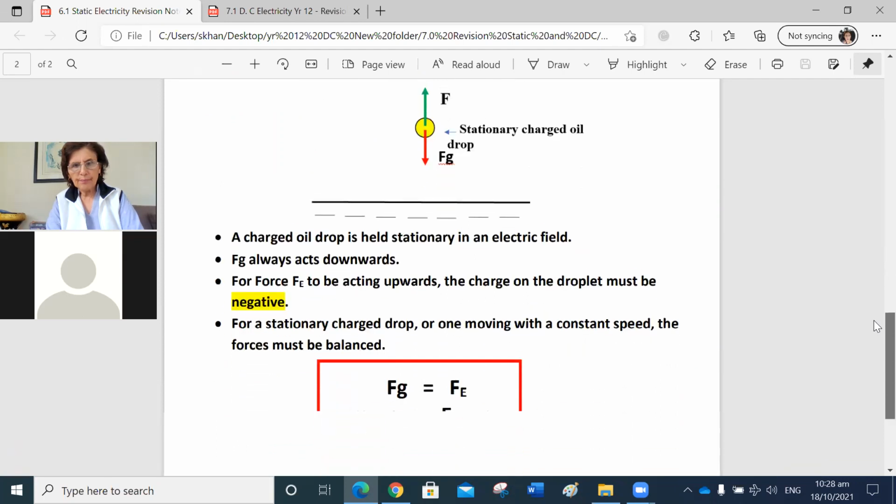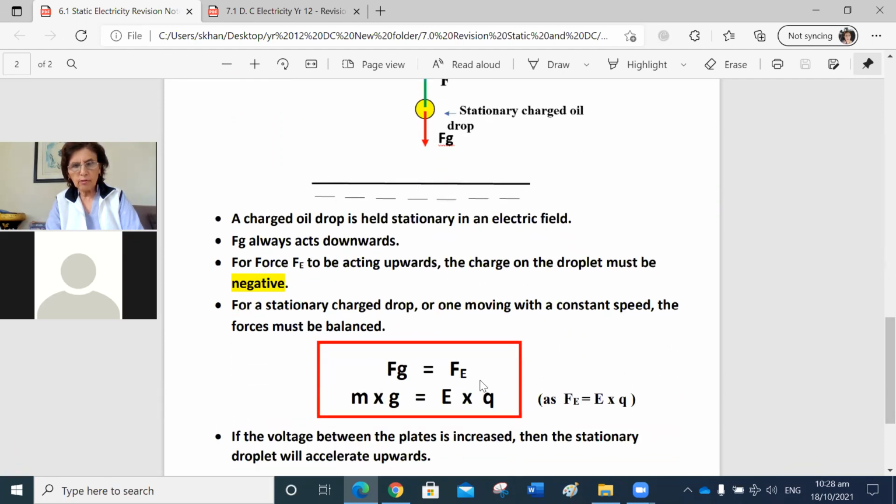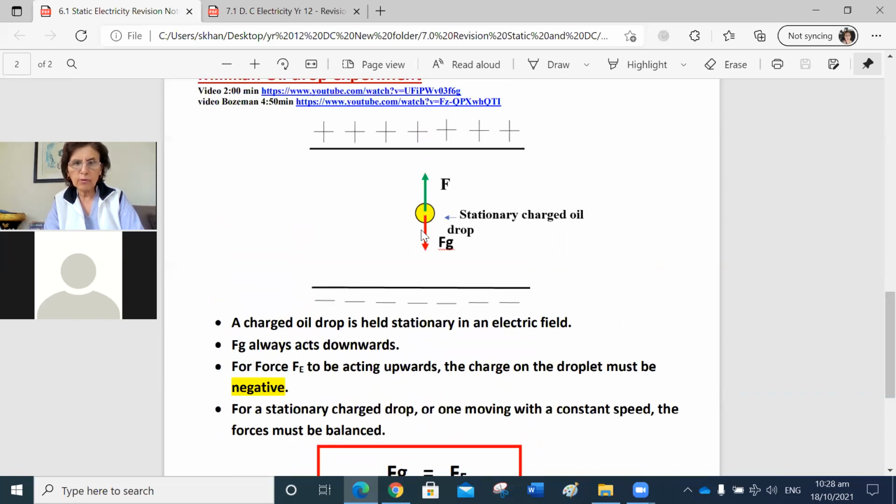So Fg is equal to Fe, or mg is equal to E times Q. By using that, Millikan calculated the charge on an electron. I'm not going to go into the detail of that, but what he found was that this charge was always a multiple of 1.6 times 10 to the negative 19. He concluded that the basic charge on an electron is 1.6 times 10 to the negative 19, and a proton has a similar charge but opposite.